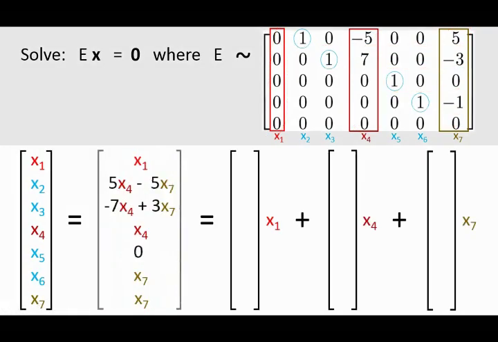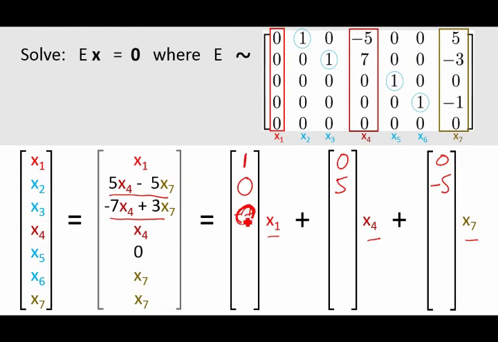Again, I'm going to want to write it out, factoring out my x1 term, my x4 term, and my x7 term. I can see from my first row, I have 1x1, 0x4s, and 0x7s. For my second row, I've got 0x1s, 5x4s, minus 5x7s. For my third row, I've got 0x1s, minus 7x4s, and 3x7s. For my fourth row, that's that free variable row, I've got 1x4, but 0x7s, and 0x1s.